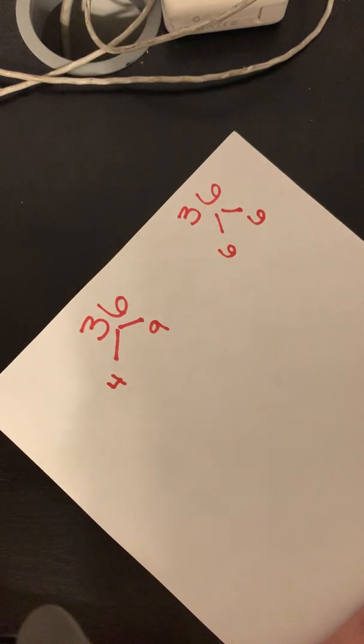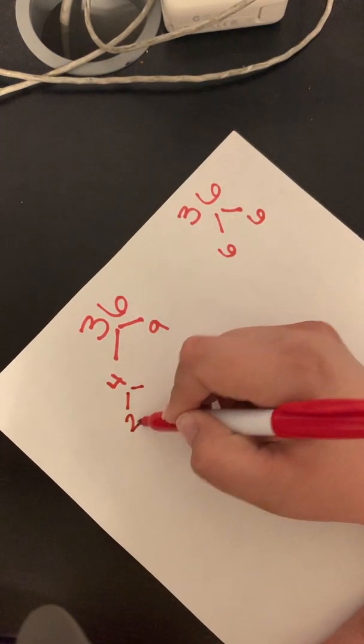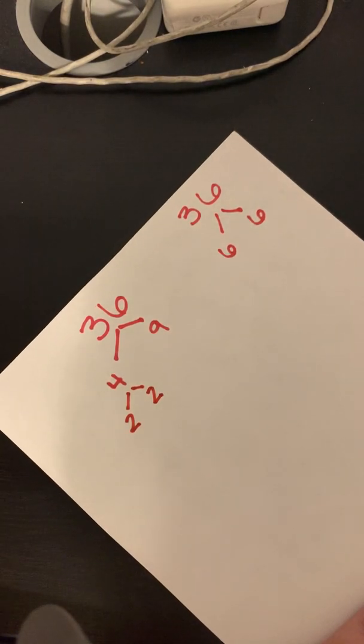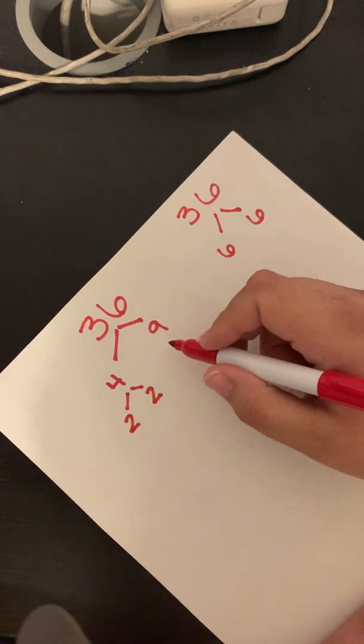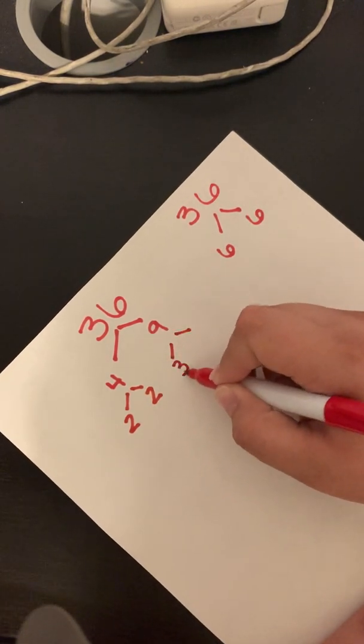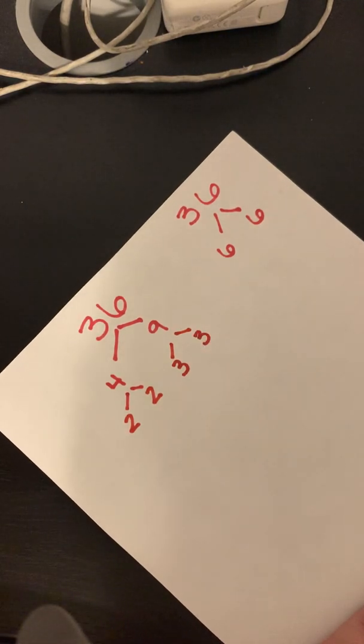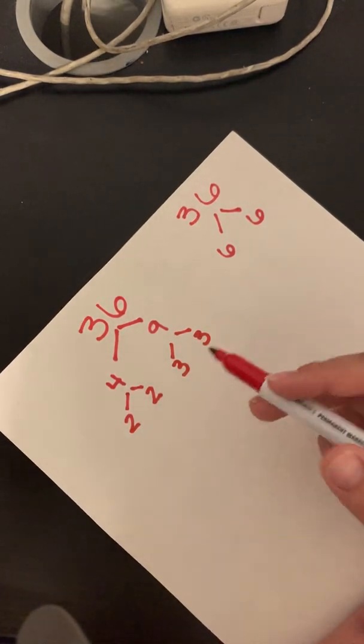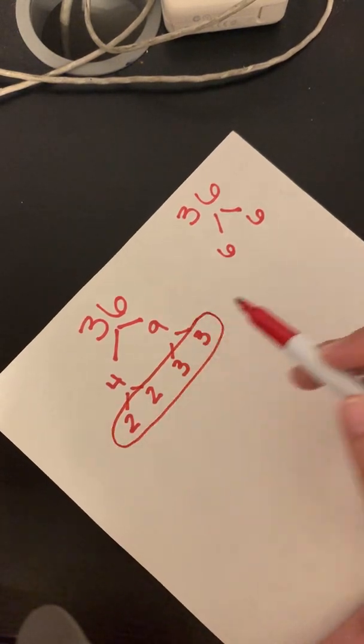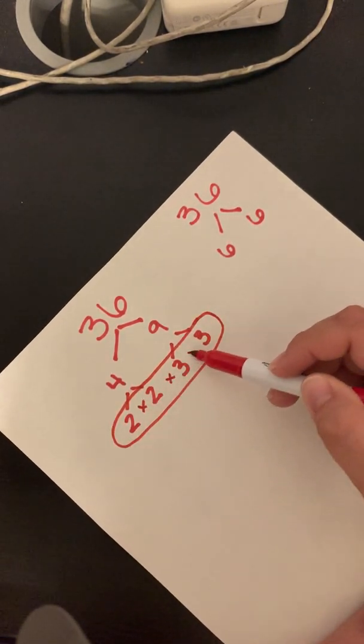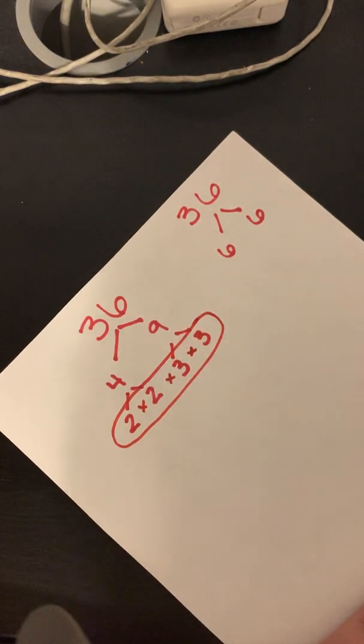Is 4 a prime number? No, you can split 4 up and multiply 2 numbers to get to 4. 2 times 2 equals 4. Is 9 a prime number? No, you can split 9 up. 3 times 3 equals 9. But 2 and 3 are prime numbers, so you're done with that problem. This is 36 prime factored. That means that when you multiply all of these numbers together, you will end up with 36.